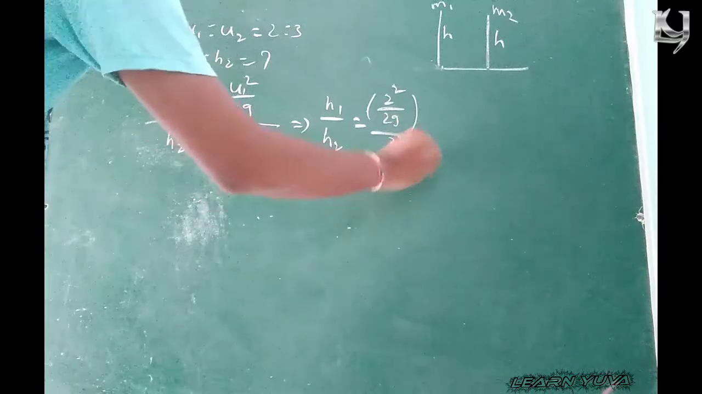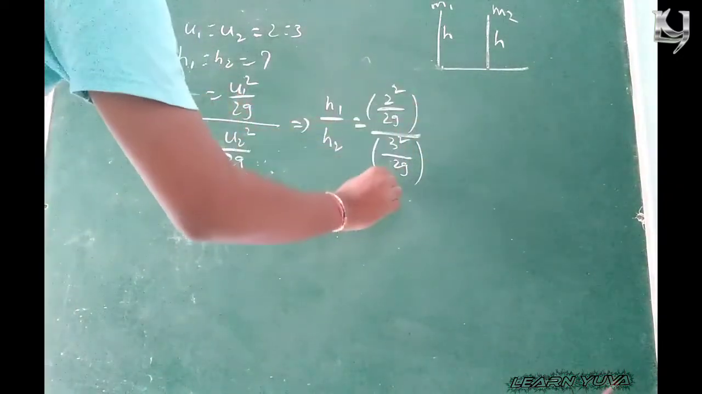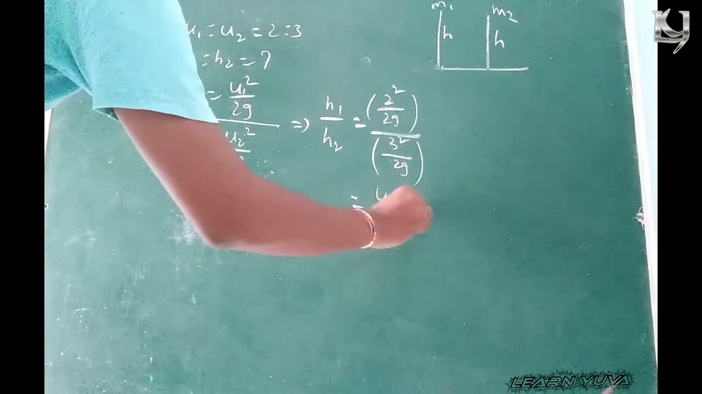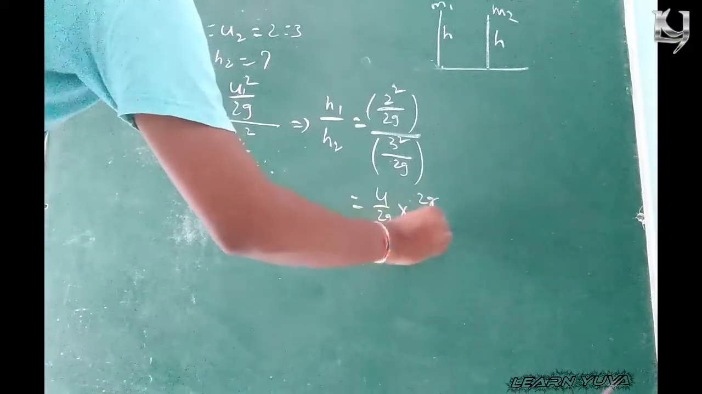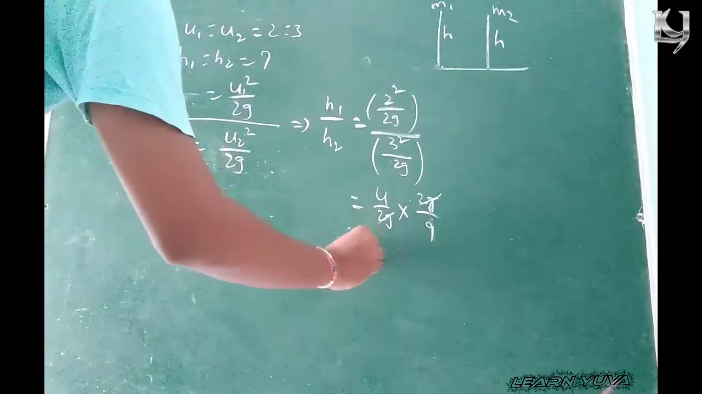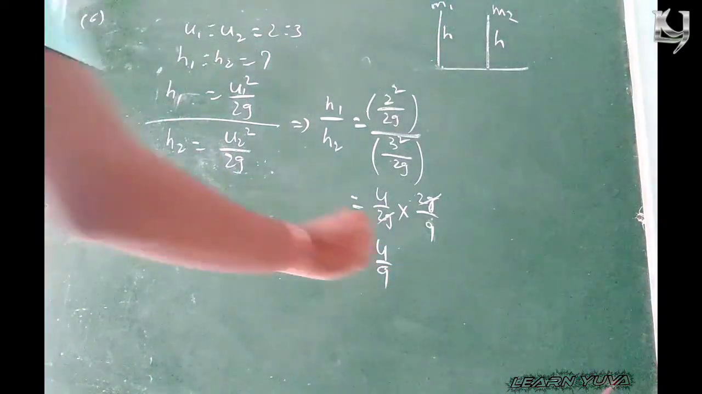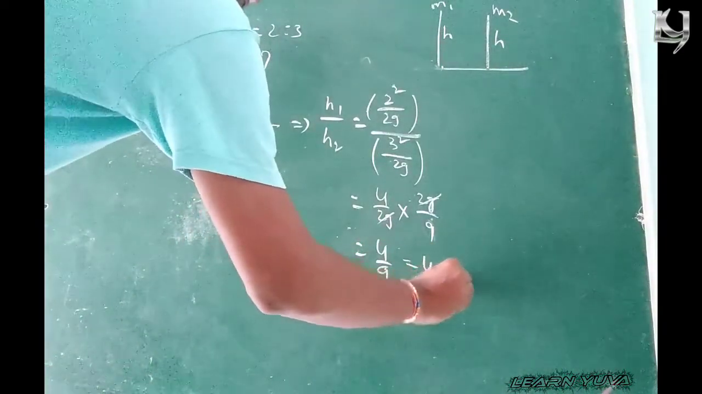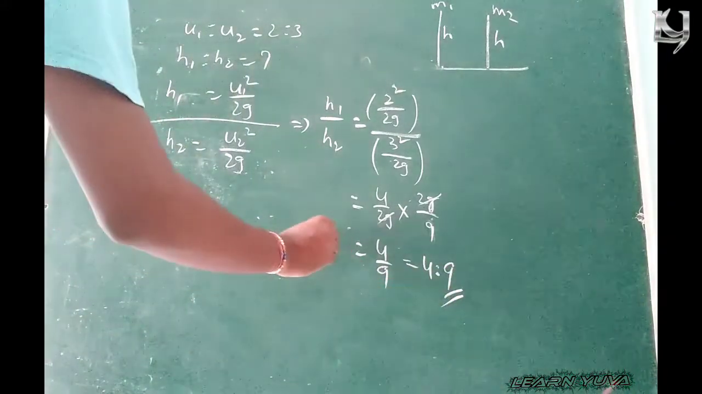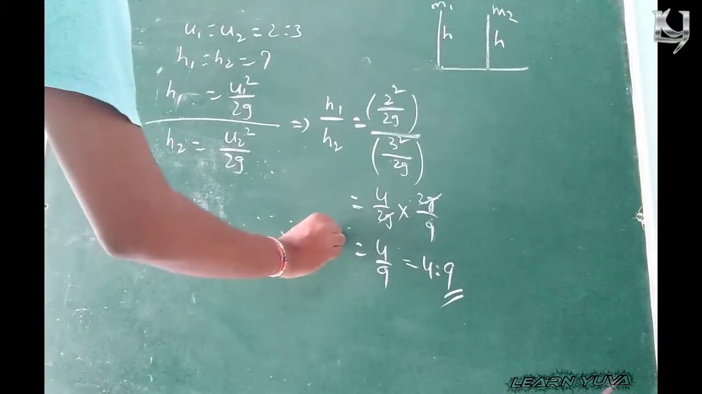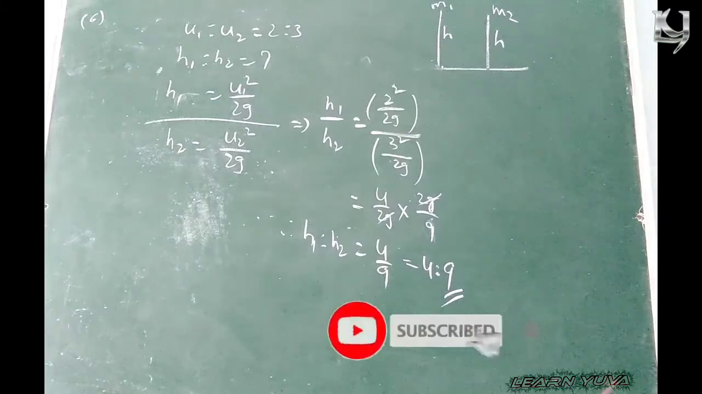square by 2g. That is equal to, so 2 square means 4 by 2g into 2g by 9. 2g gets cancelled. 4 by 9. The answer is 4:9. So h1 by h2 value is 4:9. Therefore h1 is to h2 is equal to 4:9. So in this way we can do these problems.